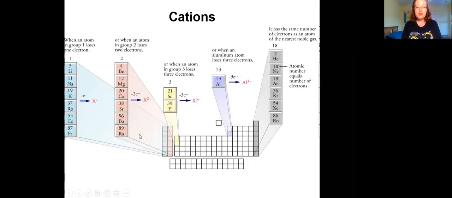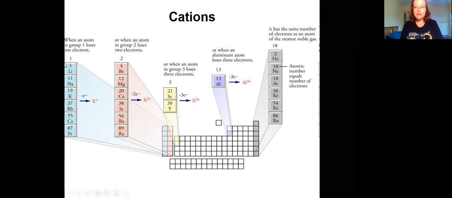So here we have the examples. Here are the elements that are in group 1A. Each one of them will lose 1 electron and get a +1 charge. This only shows the plus sign. The 1 is invisible. You can also write the 1, we just typically don't, but the 1 is there.